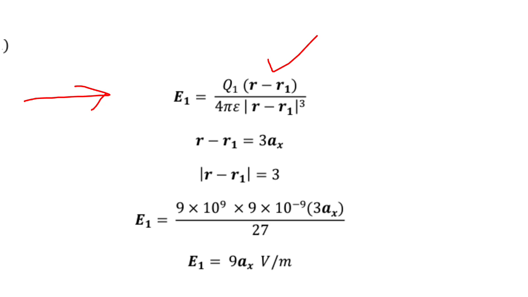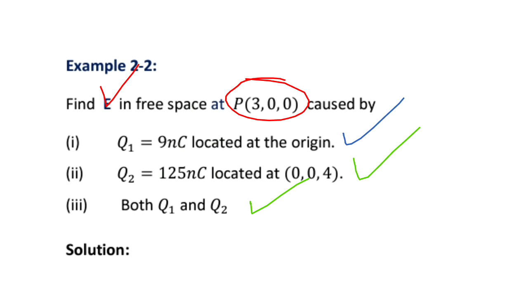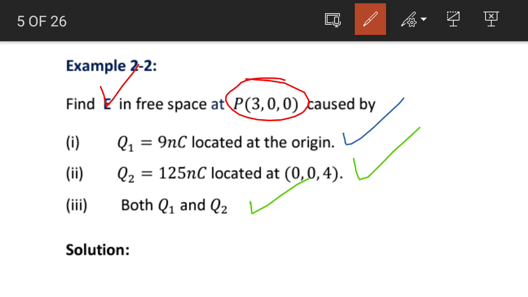So let us consider R minus R1. R, which is the position vector of the point under observation, will be equal to 3ax. And R1 is the position vector of Q1, and Q1 is located at the origin. So definitely R1 will be equal to 0ax plus 0ay plus 0az.